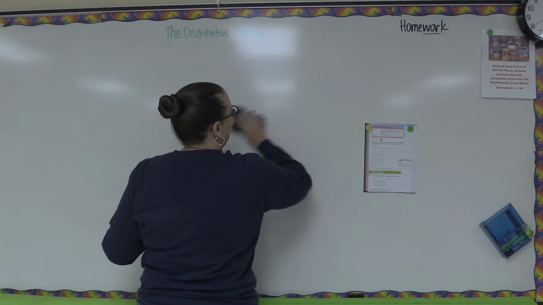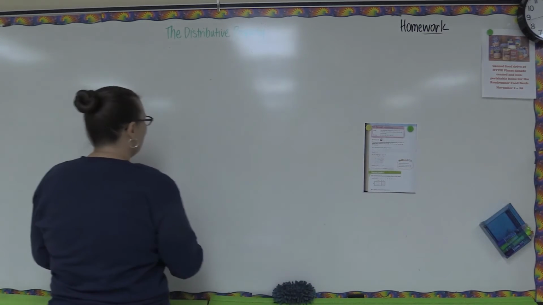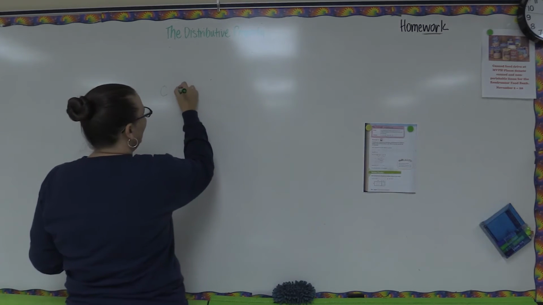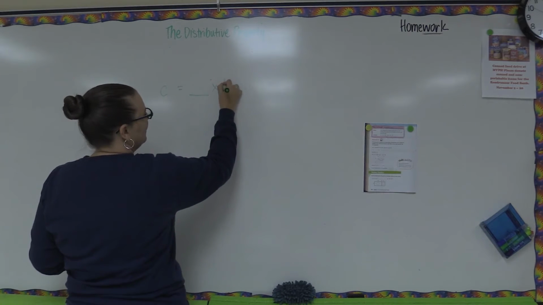I'm going to take a look at that problem. So they're saying C is the total that they're going to pay. C for cost, I believe. So the cost is something times 5.